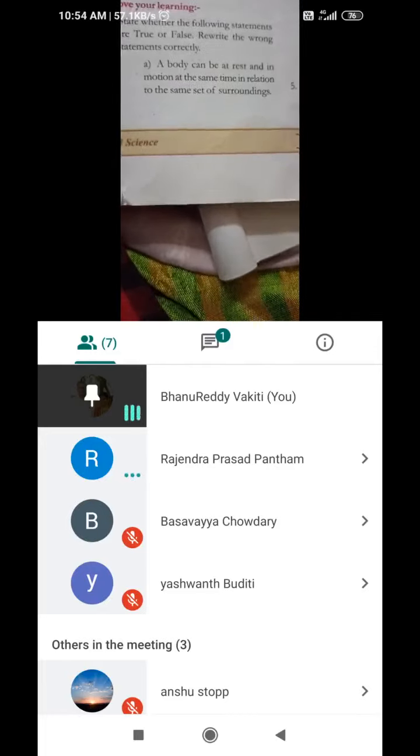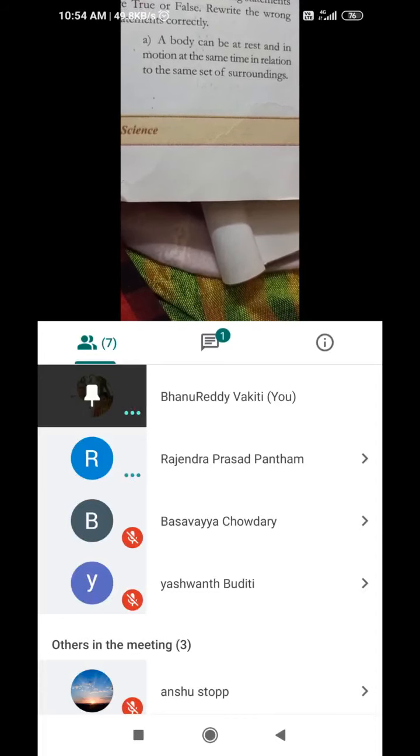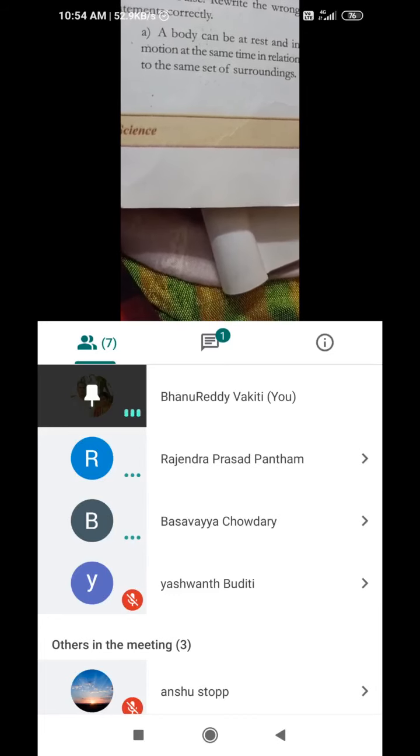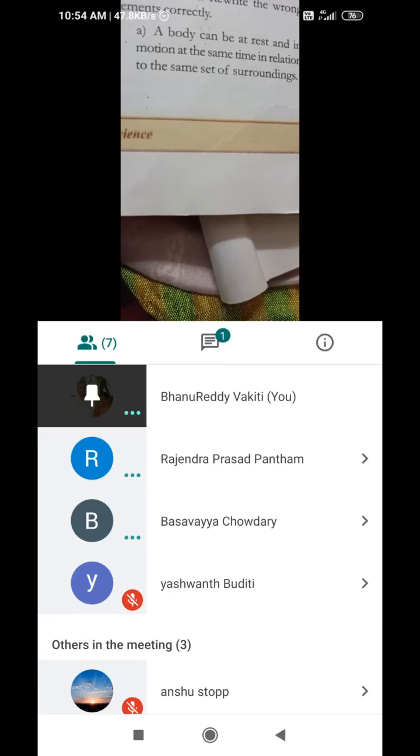This is correct only, I think. Yatishwar? Is this correct? Why is it correct? Correct or wrong?